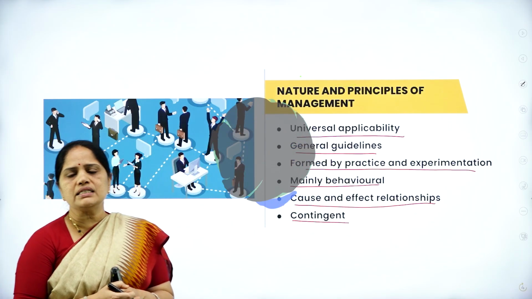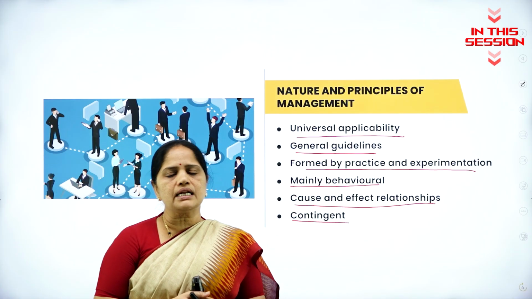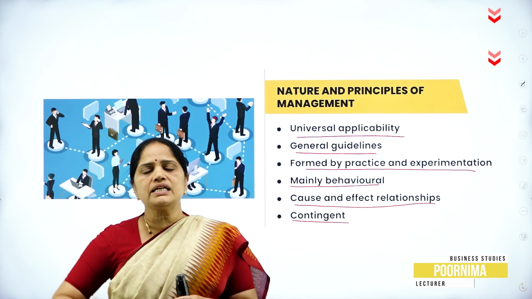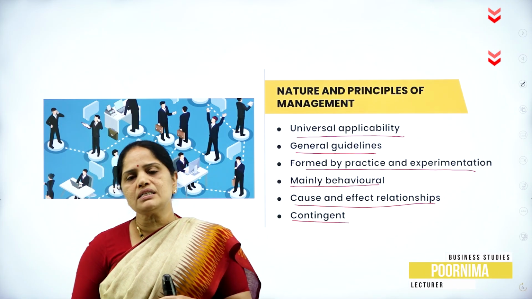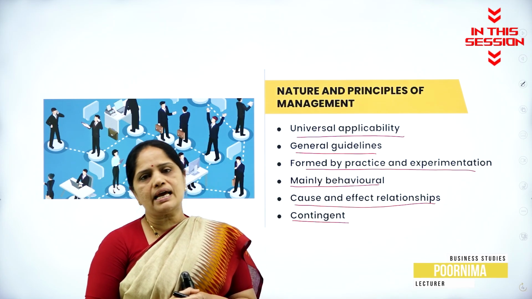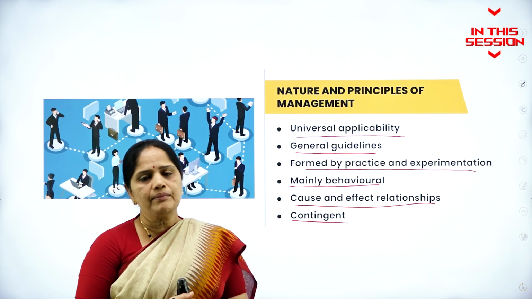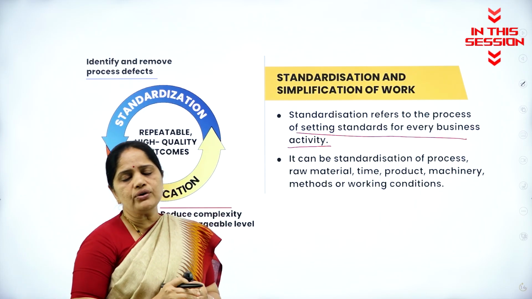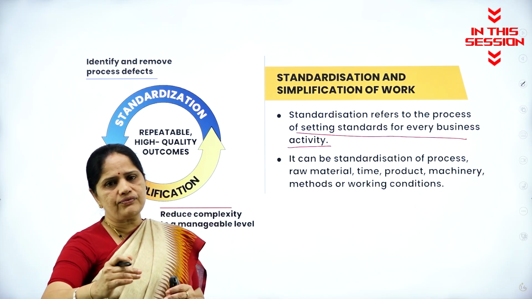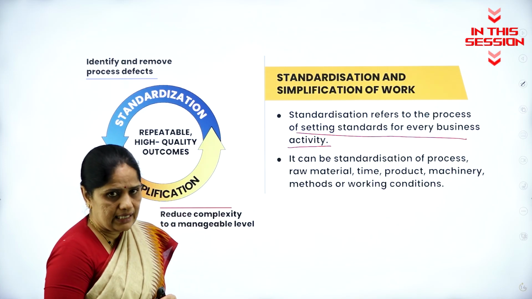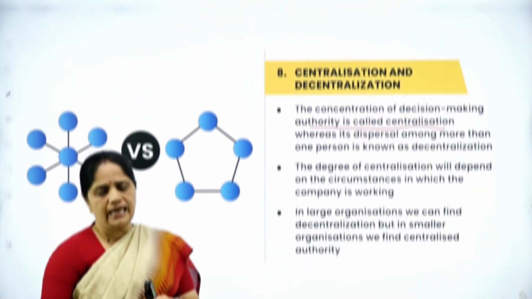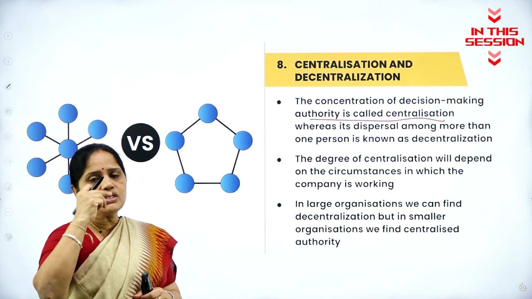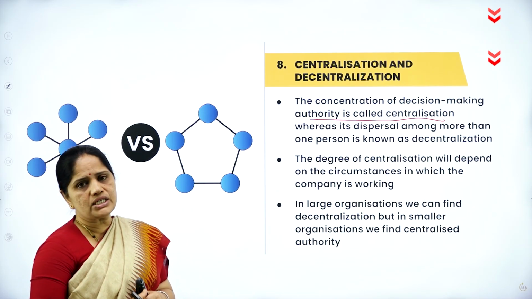What is this contingent? Something which is uncertain. Now these principles of management, they are contingent to the situation. So based on the situation, we have to decide about the principles of management. Whatever is the business activity, you have to first set the standard first. So that is the technique of F.W. Taylor. The head of the institution takes all the decisions by himself, so that we call it as centralization of power.